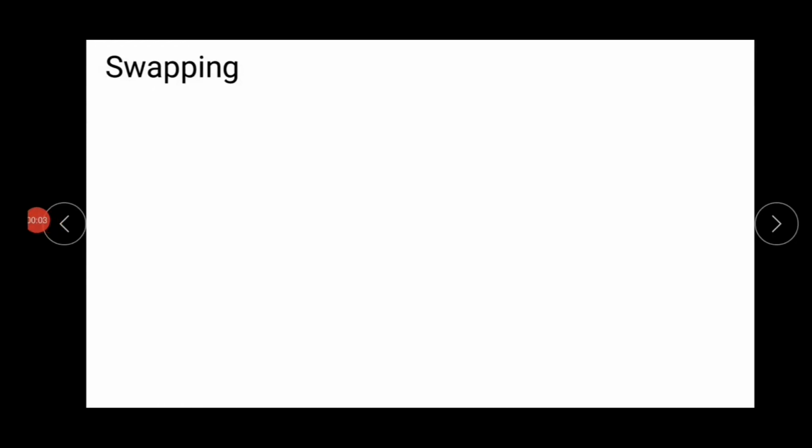Let us see some more concepts of memory management. The next concept is swapping. So let us see what swapping is. We can use swapping to run multiple programs concurrently. If you want to run multiple programs concurrently, then swapping will be needed. So let us see how it works.